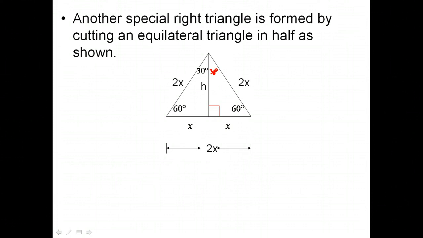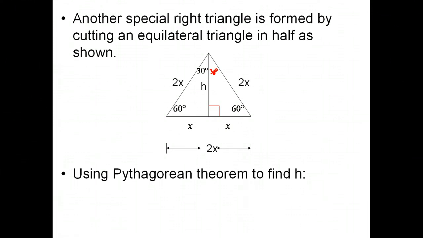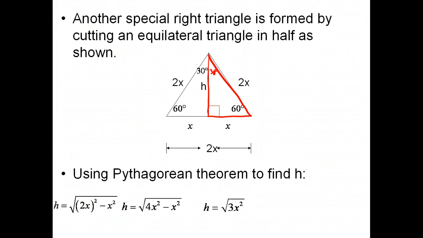Notice I made these longer sides 2x so that when I divided this one it just became x. If I use my Pythagorean theorem, h is a leg of this right triangle. So remember, using Pythagorean theorem for my leg, I'm going to have that h is equal to the square root of the hypotenuse squared, so quantity 2x squared, minus the leg squared, so minus x squared. So I have 4x squared minus x squared is 3x squared. Once again, square root of x squared is x, so h is x times the square root of 3.